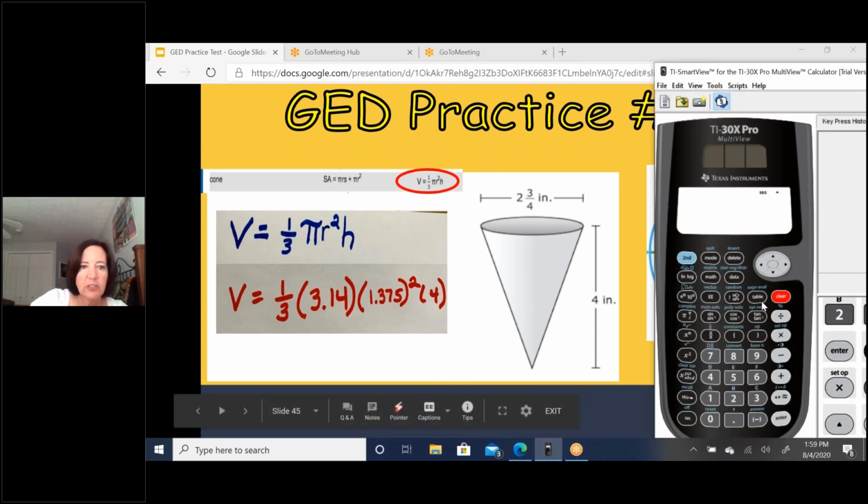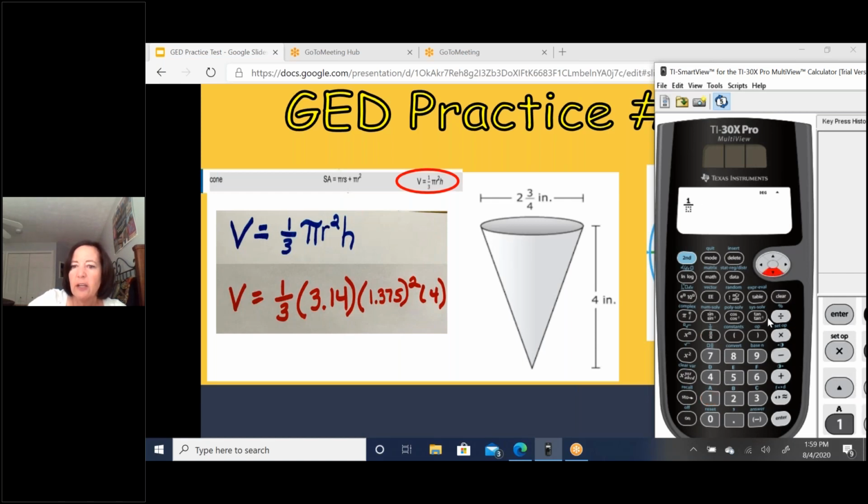I'm going to clear some of this. Too much going on here. So I'm going to use my fraction button, which is right here. And I'm going to put in 1. And I'm going to arrow down to get my 1/3. I'm finished writing 1/3, so I'm going to arrow to the right. I'm going to put my parentheses. I need to put in 3.14 for pi, close parentheses.